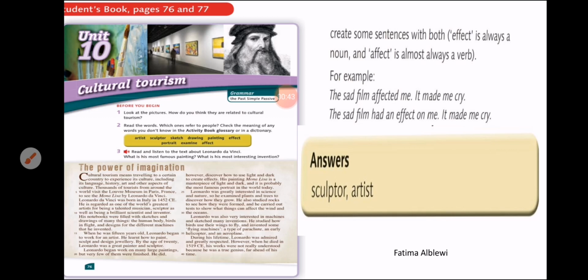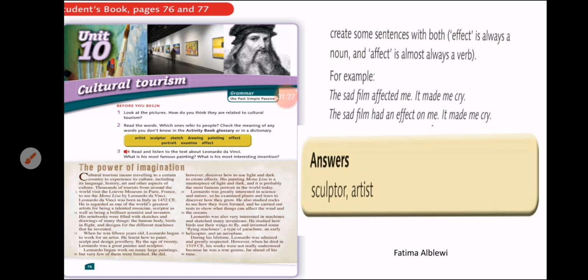Okay. Now we are going to go to exercise number 2 to check the meaning of the words. We are going to read them and check their meanings by using the activity box glossary or the dictionary. The first word is artist. Artist means a creative person. Also a synonym for artist is actor. It means فنان. Okay, now sculptor. Sculptor means نحات.